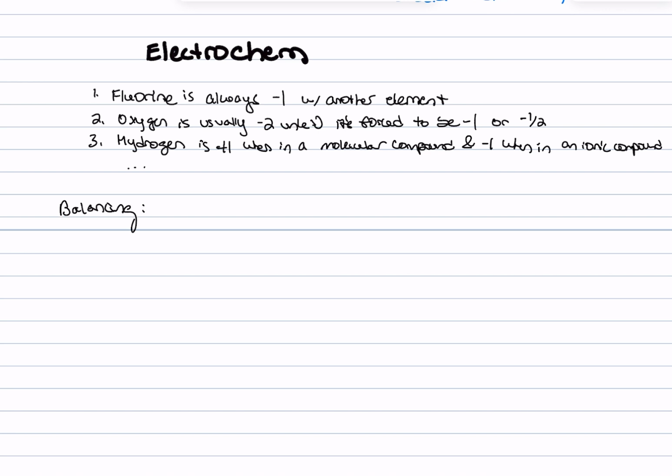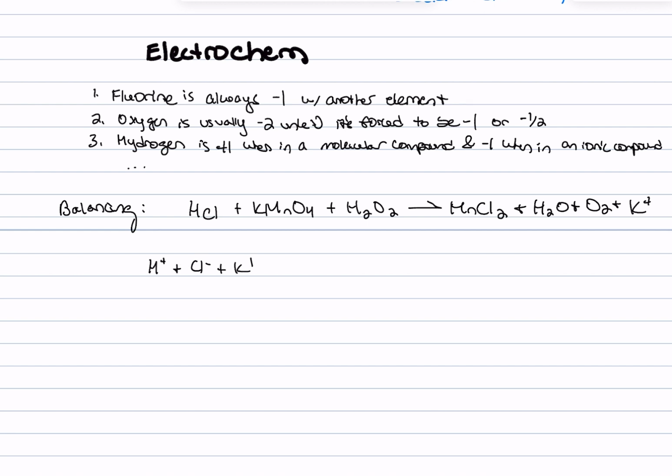First is balancing reactions. So we're first going to break this up ionically. So that's H+, Cl-, K+, MnO4-, plus H2O2 goes to Mn2+, 2Cl-, plus H2O plus O2 plus K+. And we're going to take out the spectator ions, which are K+ and Cl-. So we're left with H+, MnO4-, plus H2O2 goes to Mn2+ plus H2O plus O2.